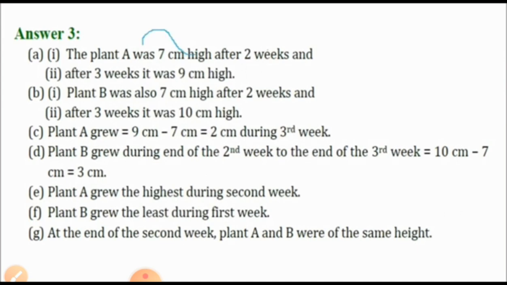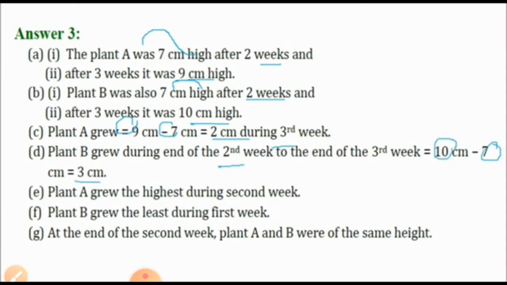The plant A was 7 centimeter high. After 2 weeks and 3 weeks, it will be 9 centimeter high. Is it? Yes. So plant B is also 7 in 2 weeks and 10 centimeter. Yes, plant B is a little bit more high than plant A. So grow in third week. How much is there, beta? 2 centimeter. 9 minus 7, 7 centimeters. Is it or not? Yes, 2 centimeter more grow.